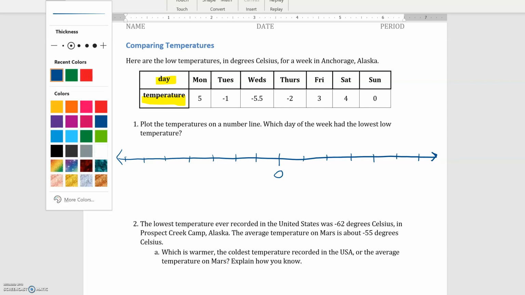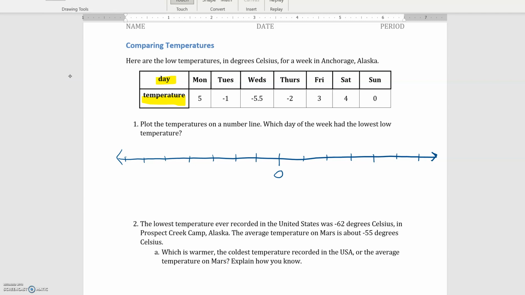So let's label them. I know Monday's 5, so I'm going to count 5 over from 0 to the right to put 5 here. I see -1, which means move left 1 from 0. I see -5 and 5/10, which means move left 5 and an extra half. So 1, 2, 3, 4, 5. 5.5 is right here. So -5 and 5/10. I see -2. So 2 to the left.